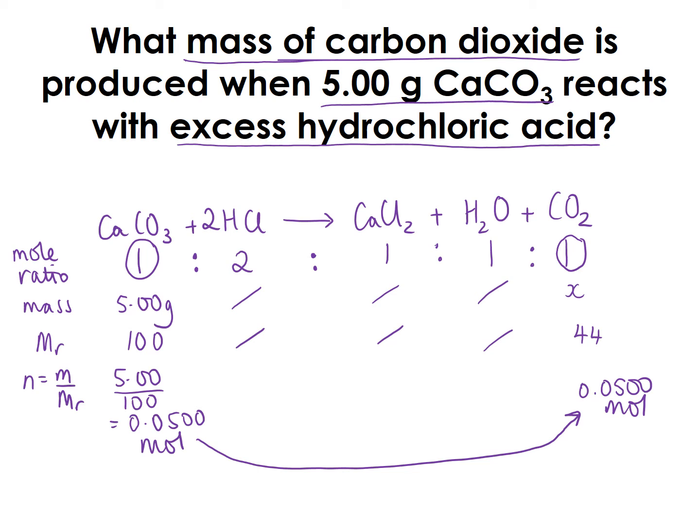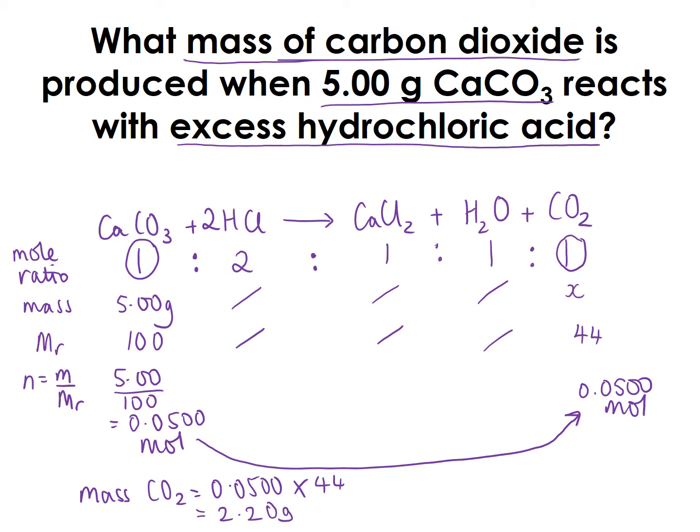So the last step to this calculation is, well, how many grams is that? So the answer to this one, then, the mass of CO2 is equal to the moles, 0.0500, times the MR, which is 44. And if you put that into your calculator, you should get a value of 2.20 grams.